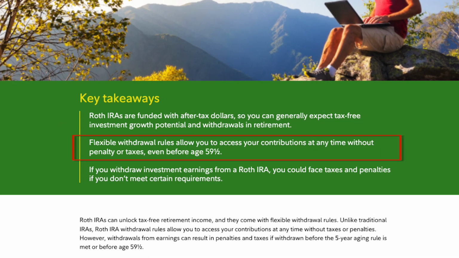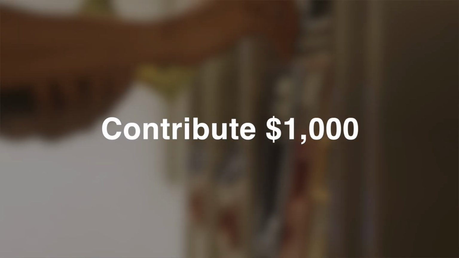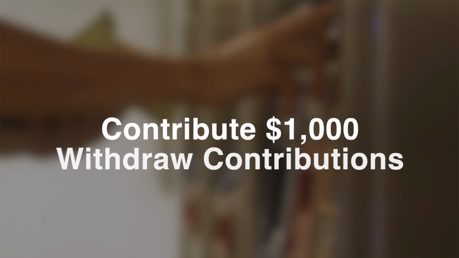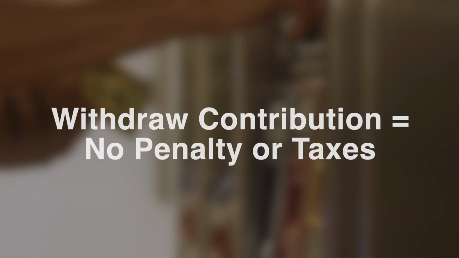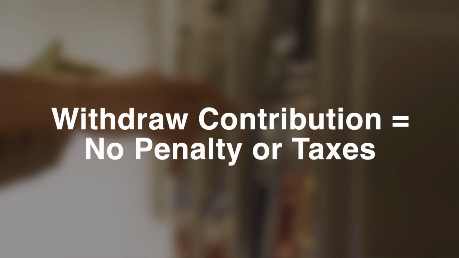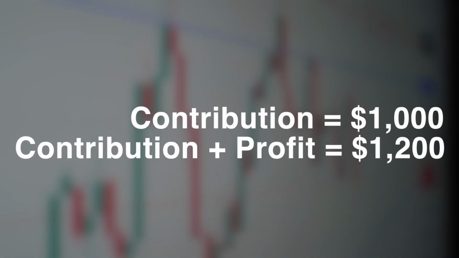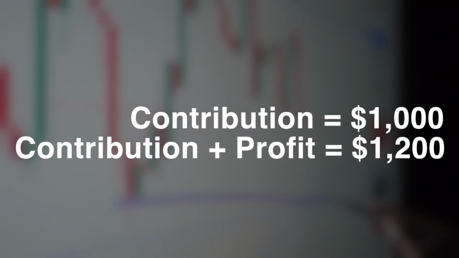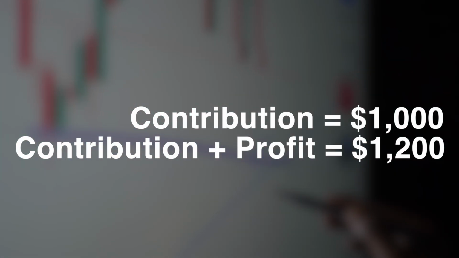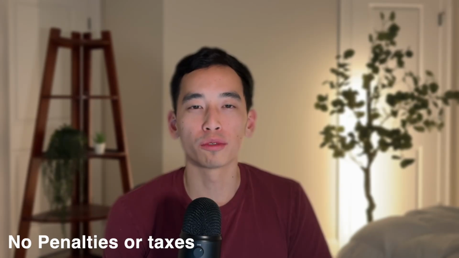Mistake number two is thinking that your money is stuck inside your Roth IRA until retirement age. But you can actually withdraw your contributions at any time, tax and penalty free. For example, if you decide to contribute $1,000 to your Roth IRA and 1 week later you want to withdraw that money, you can easily do that and you won't have to pay any extra taxes or penalties.